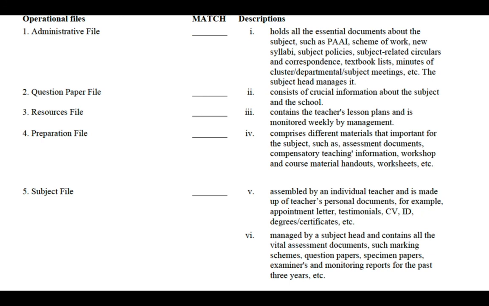The next one, we have got the different files. Administrative file, the answer is Roman 2. All right, and then question paper file. So we have got here 6. Resource file is 4. Preparation file is Roman 3. And then subject file is Roman 1. All right, so that's what we have there.